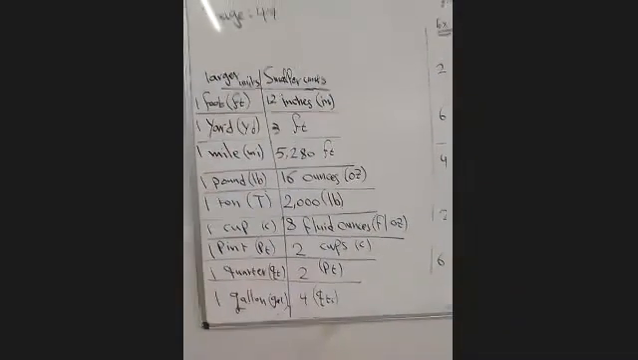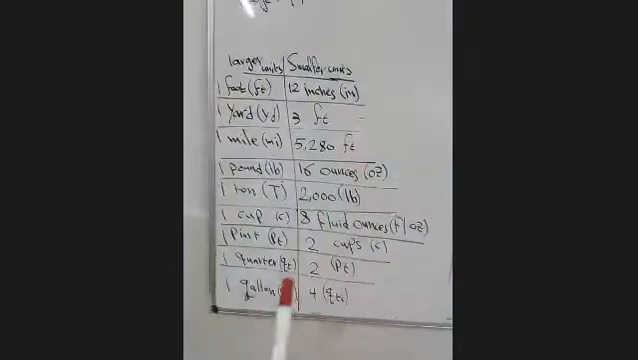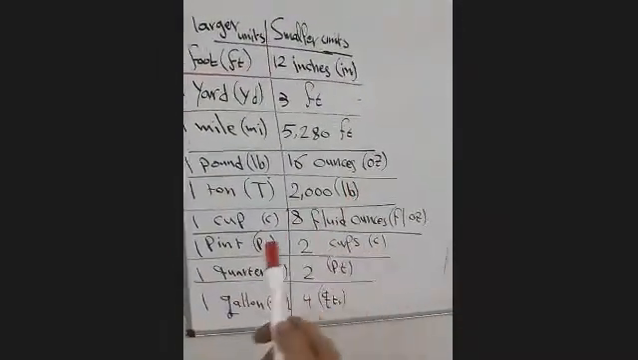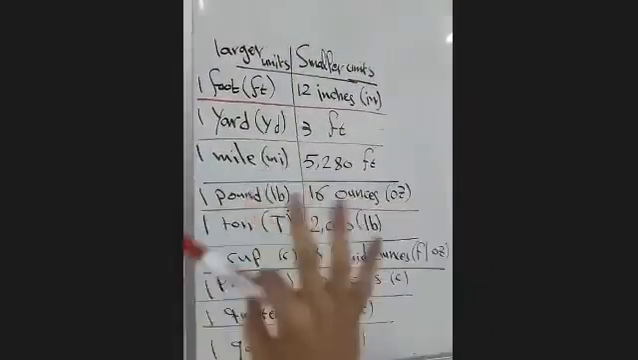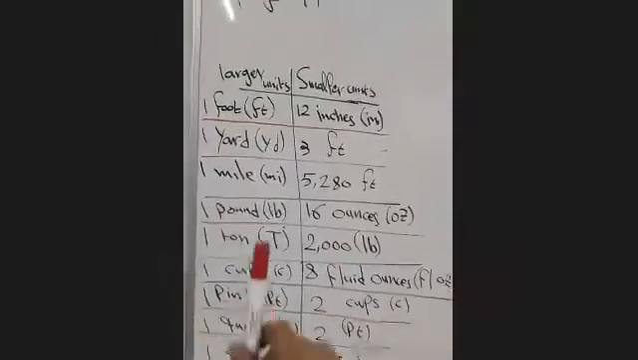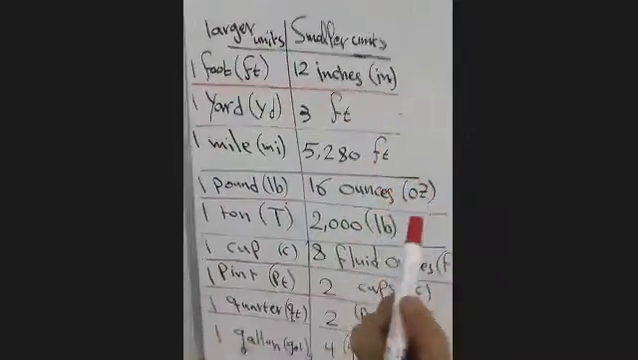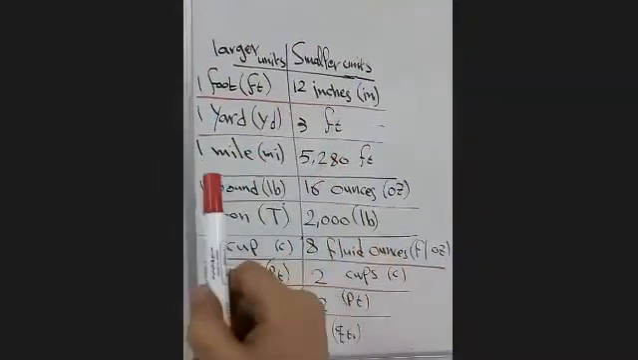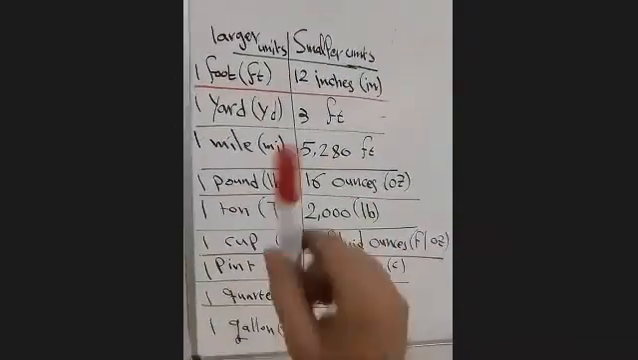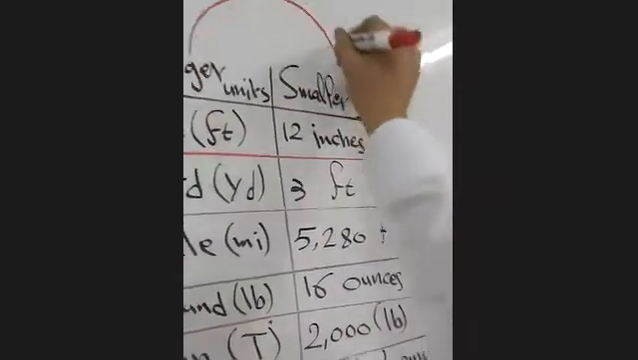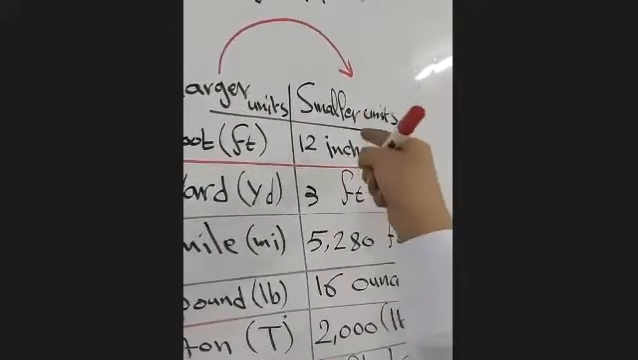Okay, guys. Now, in this table we have the units. You took these units before: feet, yard, mile, ounces, pounds, quarters, gallon. In this lesson, we'll convert between them. Today, we'll convert from the larger units to the smaller units. This means I'll convert yard to feet, mile to feet, pound to ounces, ton to pounds, gallon to cups. So I will convert from larger to smaller, not from smaller to larger.